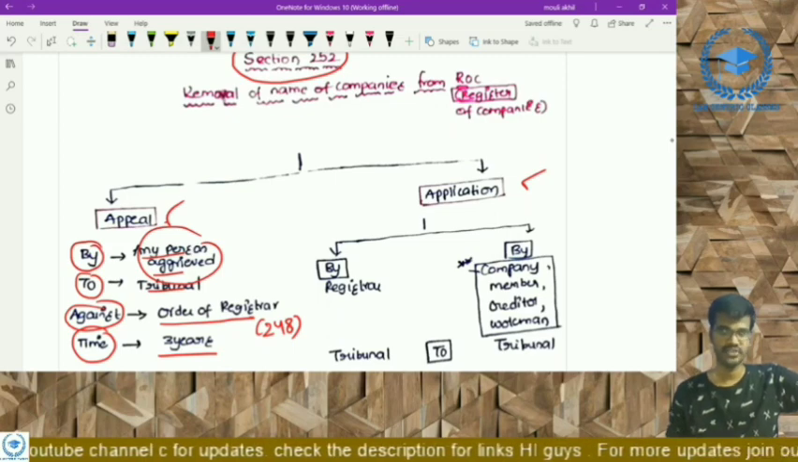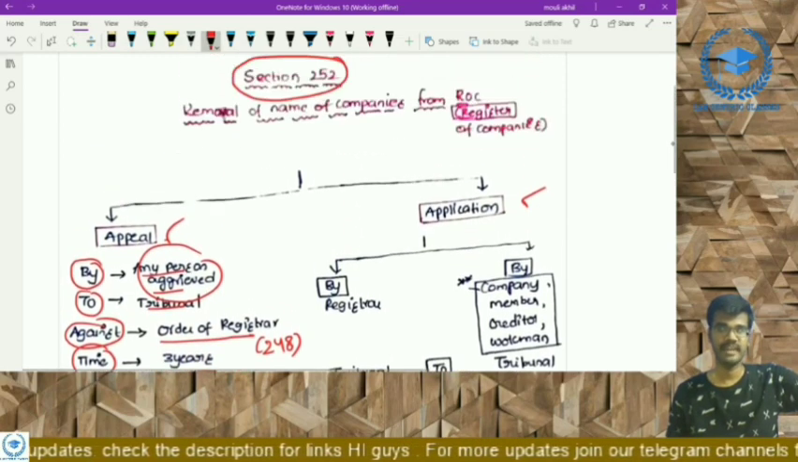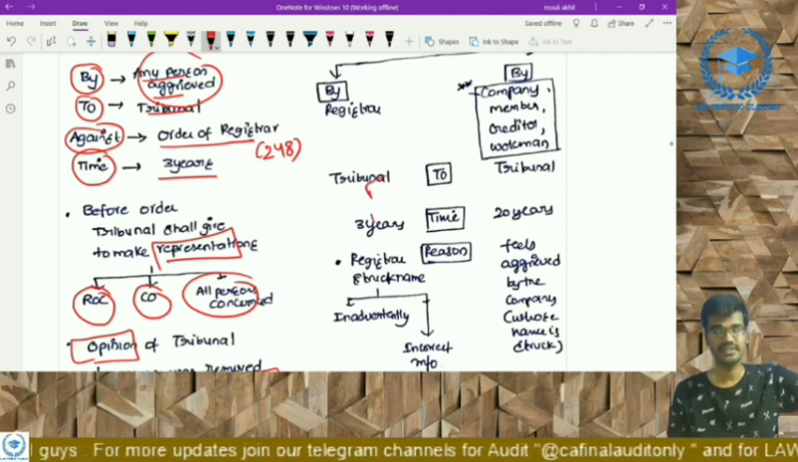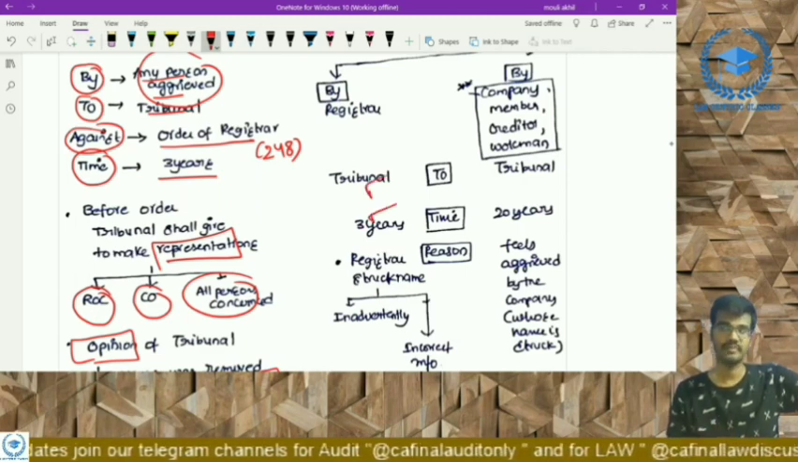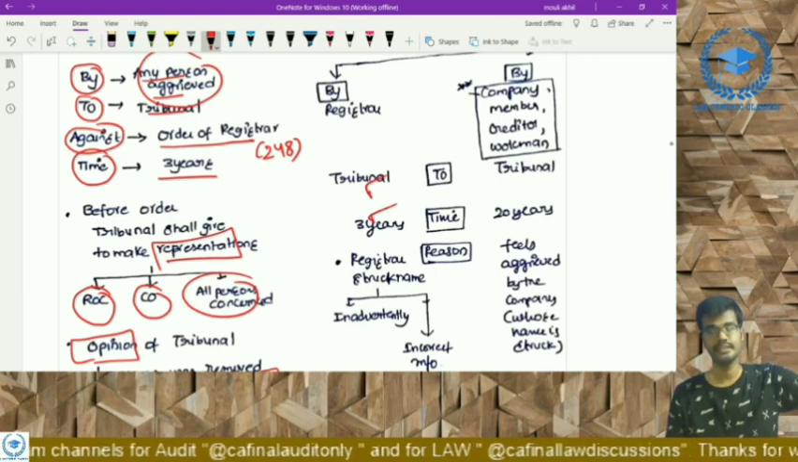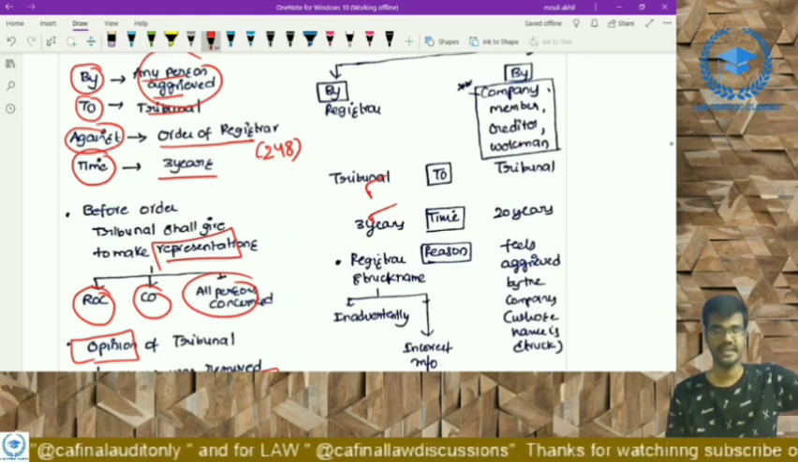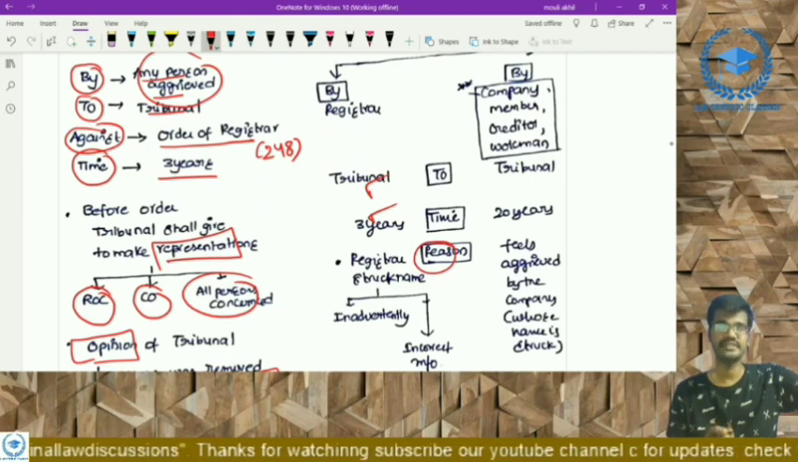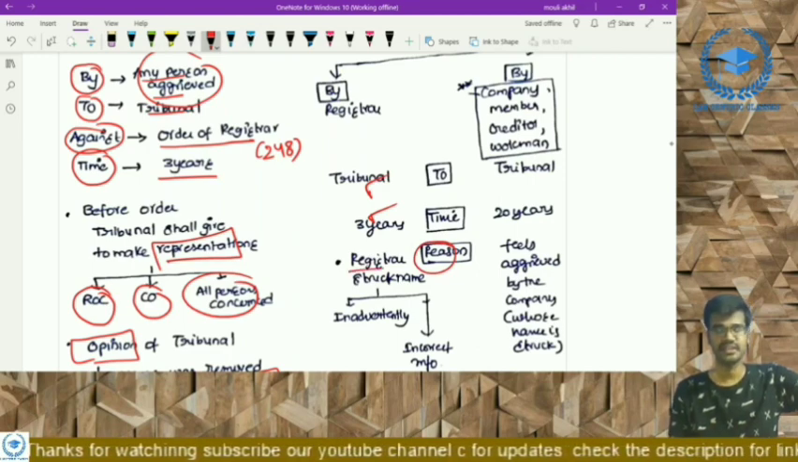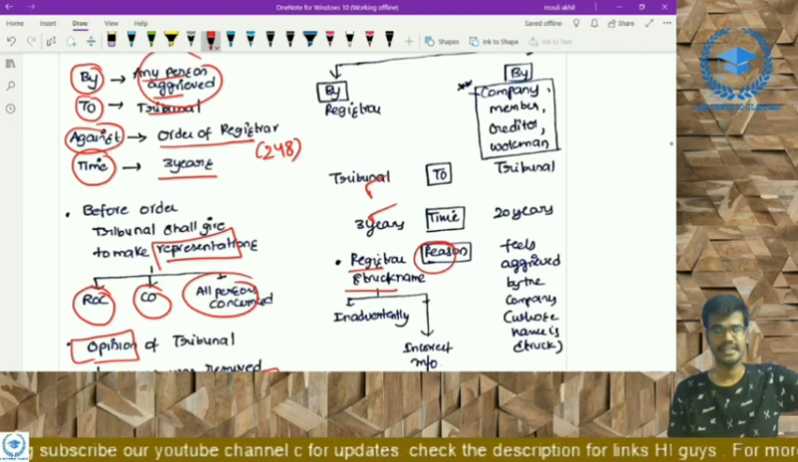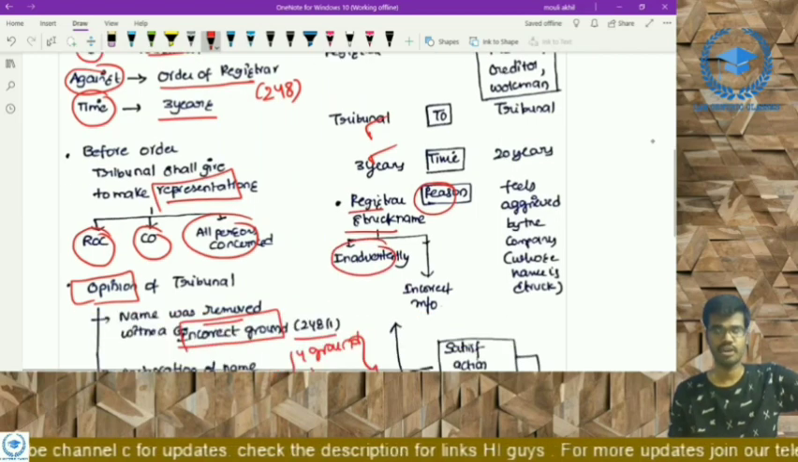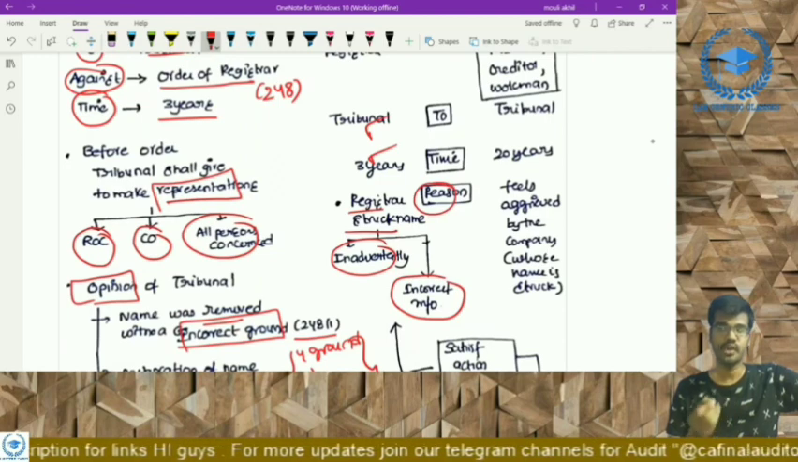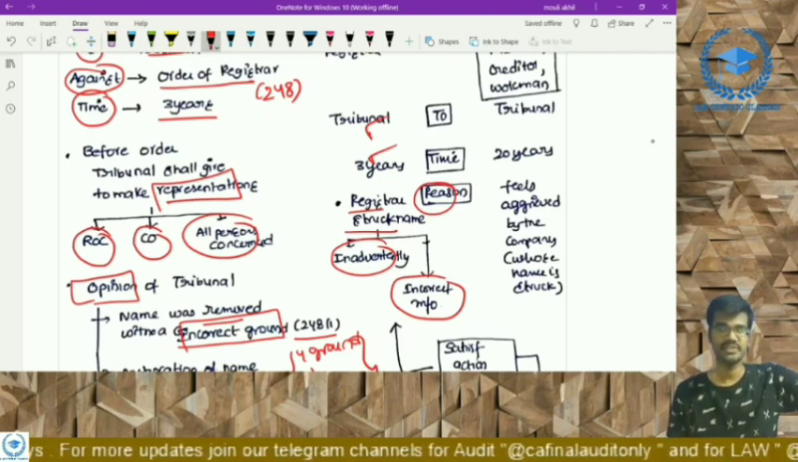Coming to the registrar part, an application shall be made by the registrar to whom? To the tribunal. Within what time? Within 3 years from the date of the order of removal of the company under section 248. What is the reason, the condition for making that application? The registrar struck off the name inadvertently, or based on incorrect information from the company or the directors of the company. What is the meaning of inadvertently?